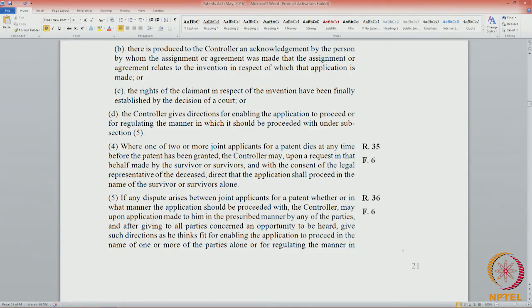So, there could be questions on the course of action in the case of the death of an applicant. What could be the course of action in the case of the death of an applicant? In the case of the death of an applicant, the surviving applicants can proceed with the application in their names provided they get the consent. Okay. Provided they get the consent, they can proceed in their names.